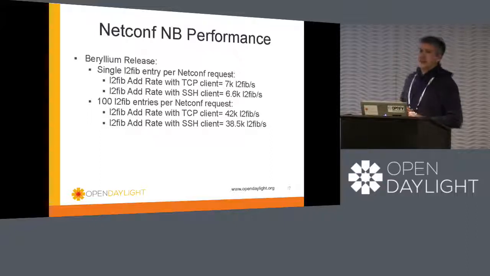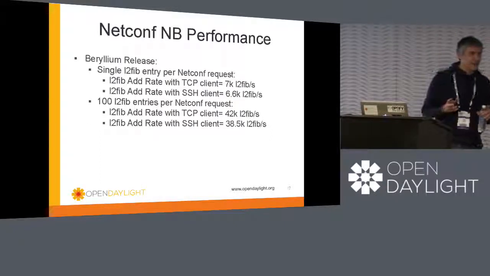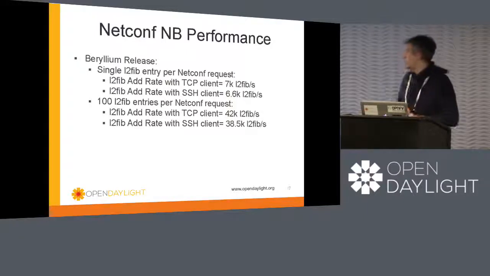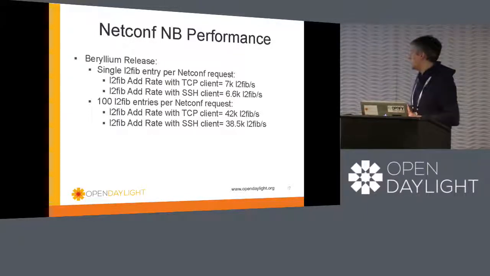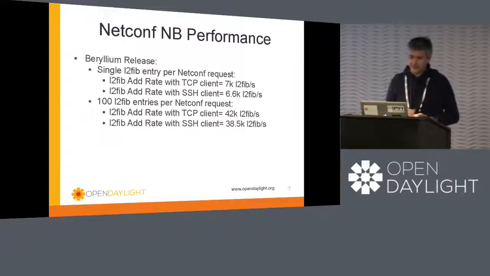If we repeat the test, because our netconf interface also supports batching, we can get more than one entry per request. In that case, if we use 100 entries per netconf request, what we get is 42K entries per second, or 32.5K with SSH. Okay.